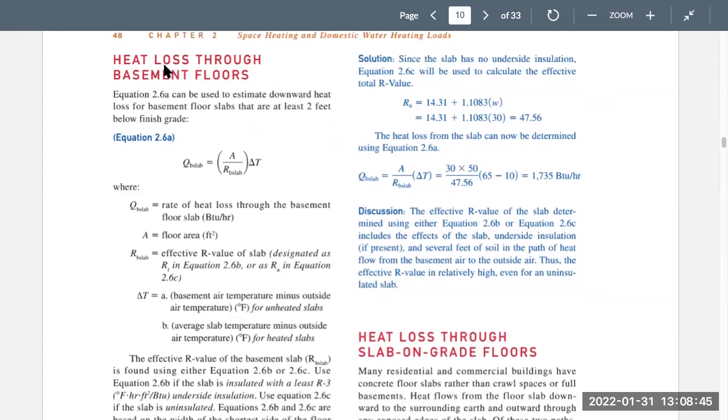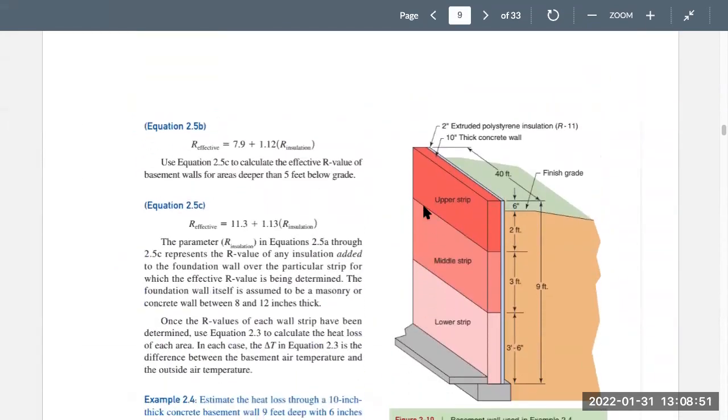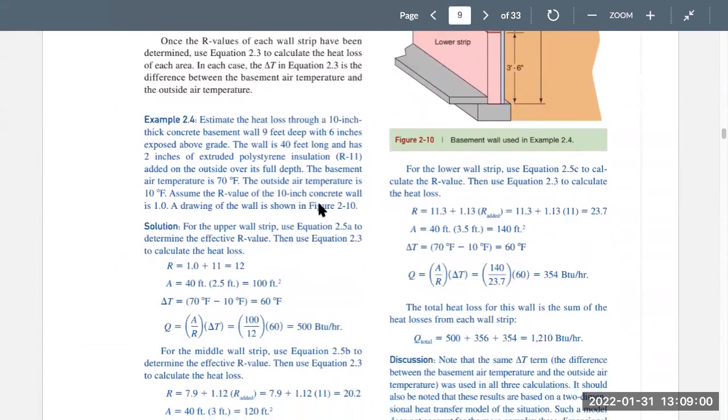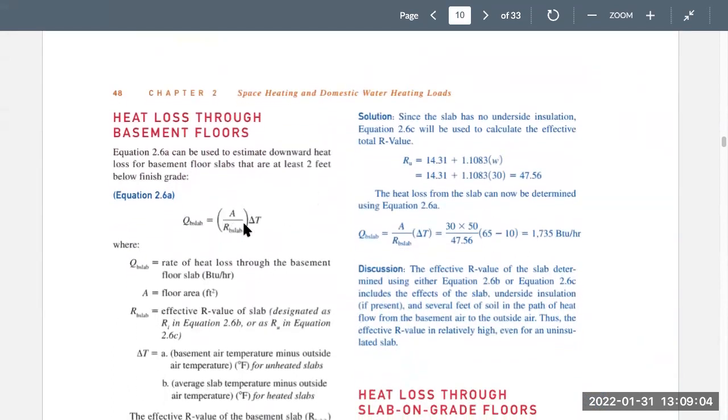So you have heat loss through basement floors. Previously, we had talked about heat loss through the walls, and you had to do that in a very specialized, calculated way, which was very complicated. Same thing here. This is the formula for basement floors. We're not talking about a slab, even though it says slab there. We're talking about a basement floor.